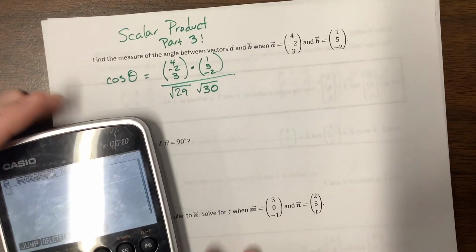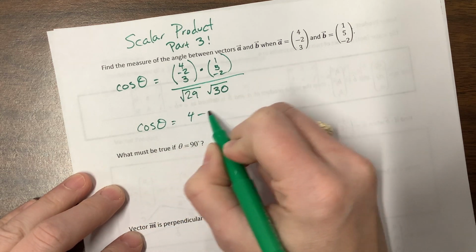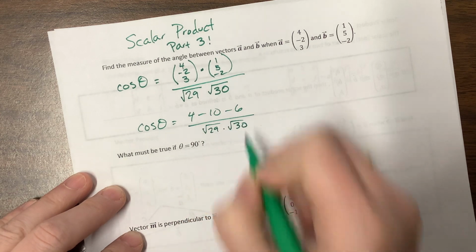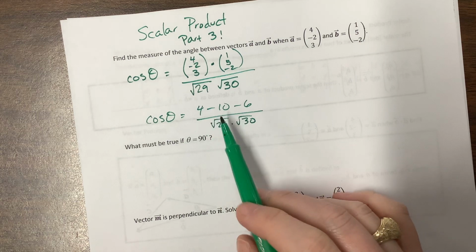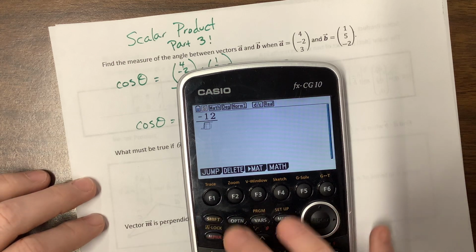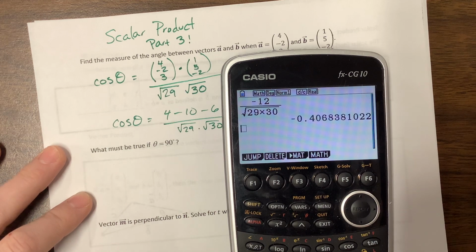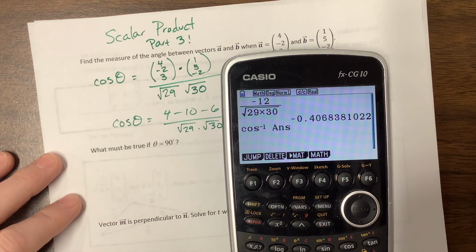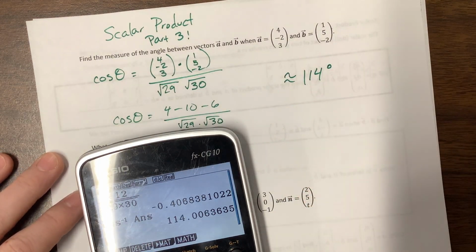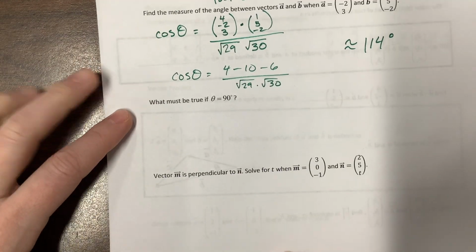And, okay, so in my numerator, the dot product, so cosine of theta is going to be equal to 4 minus 10 minus 6 divided by the square root of 29 times the square root of 30. Okay, what is that? Negative 16 plus 4 is negative 12. So I have negative 12 divided by the square root of, what did we say, 29 times 30. And then I need to take the inverse cosine of that angle. And I find that this is approximately 114 degrees. Cool.